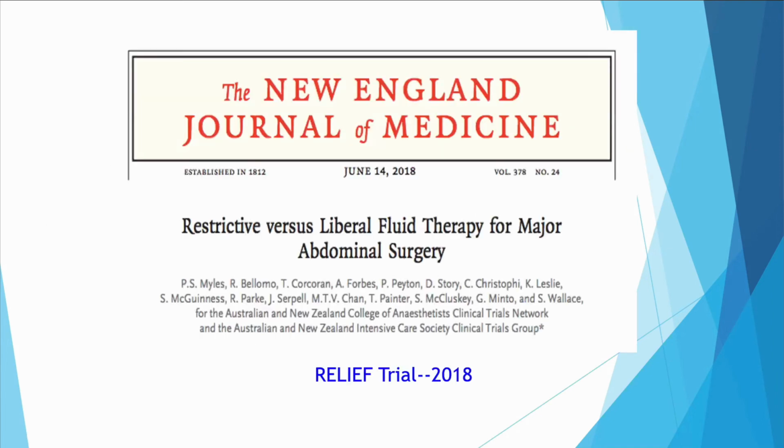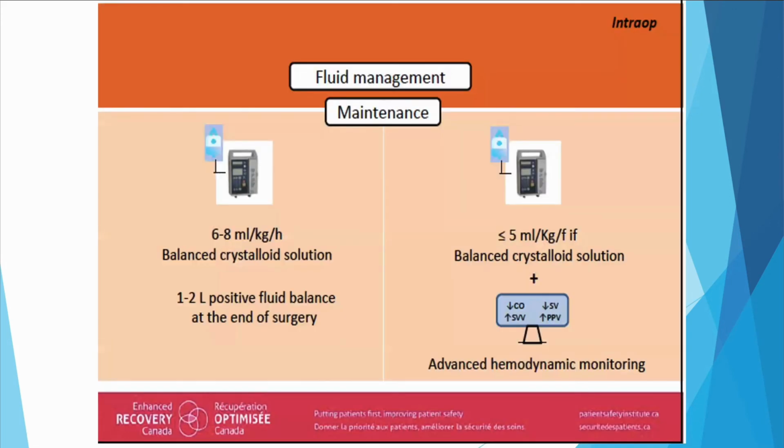Two years ago, this big trial came out, the RELIEF trial, about this concept of restrictive versus liberal therapy. Certainly when we reviewed our literature, we were probably most of the time giving more fluids than what we required. This trial suggested that a restrictive approach resulted in a slightly increased risk of acute kidney injury. So the question is, where's that sweet spot?